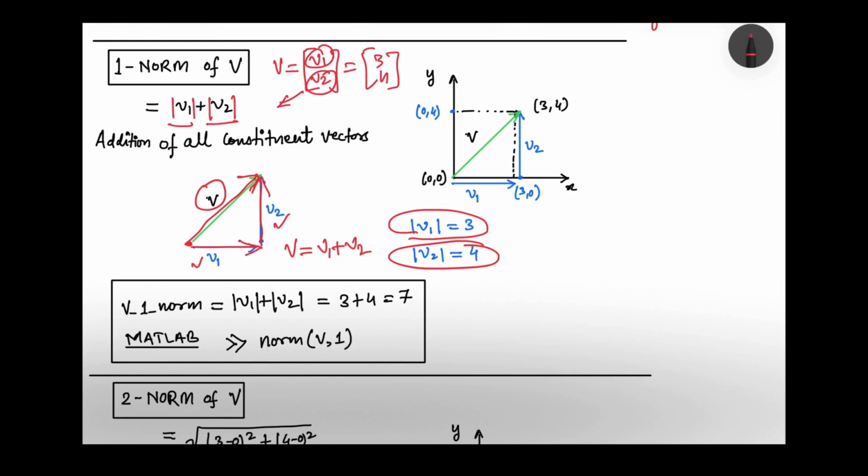So we see the first vector is along the x-axis, which is 3 comma 0, starting from 0 comma 0 to 3 comma 0. Then from 3 comma 0 we move 4 units along the y-axis, which is the vector 0 comma 4, parallelly shifted by 3 units. Adding both these vectors v1 and v2 gives us this. So what is the first norm giving us? The first norm is giving us the addition.